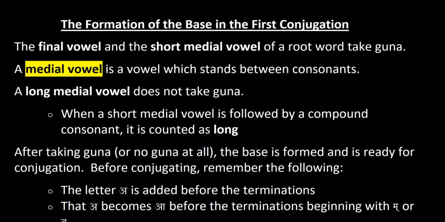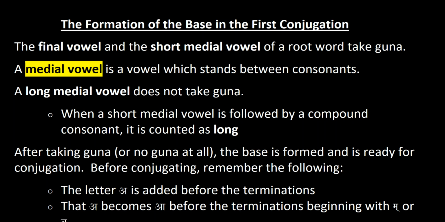When a short medial vowel is followed by a compound consonant, it is counted as long. In a previous video, we did go over some compound consonants to refresh your memory. An example of that was k with a halant plus the cerebral sh gave you ksha. So when a short medial vowel is followed by a compound consonant, it will be counted as long, and then that verbal root would not take guna. You would just leave it as it is.